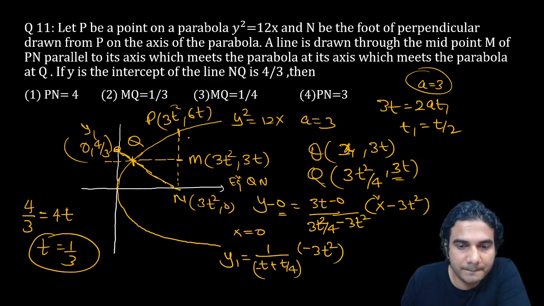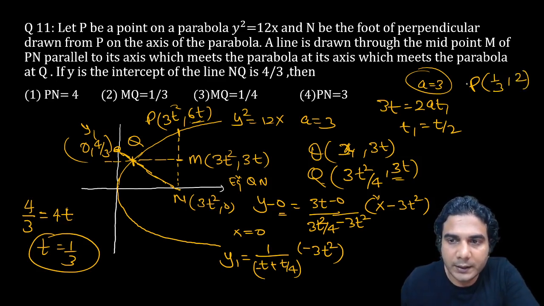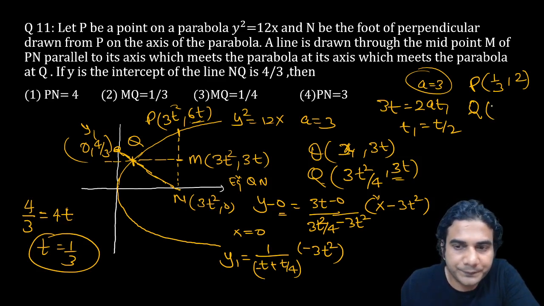So I'm getting t is equal to 1 by 3, and then I can write the coordinates of this P. The x coordinate of point P will be 1 by 3, comma 2. Then you can write the coordinates of point Q as well. Put 1 by 3 in this, so it will be 1 by 12, comma 1.